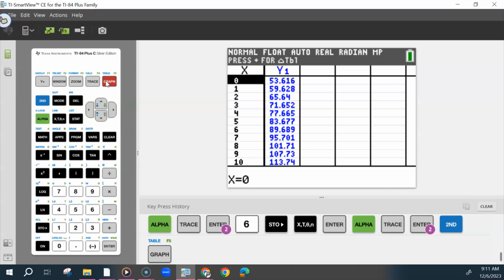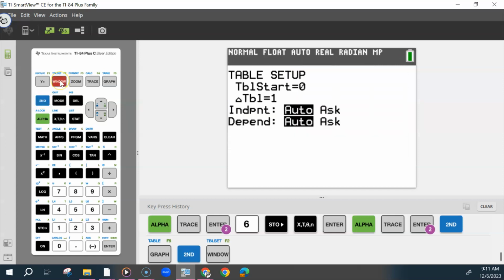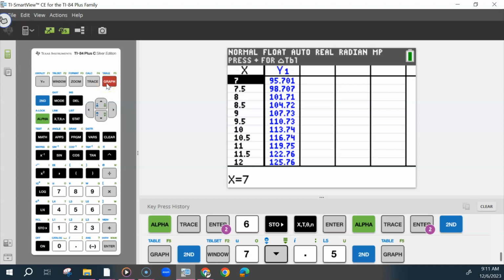Hit second window. And then we're going to change the table start to 7. And change this to 0.5, to see somewhere in there where it changes. And then go back to the table, second graph. Now I see between 7.5 and 8 is where it's greater than 100.